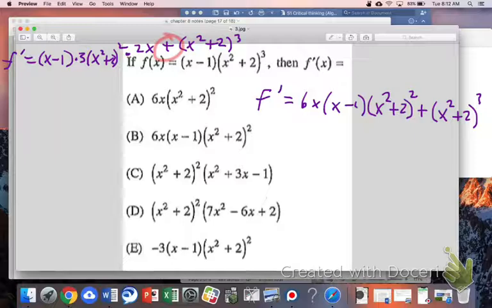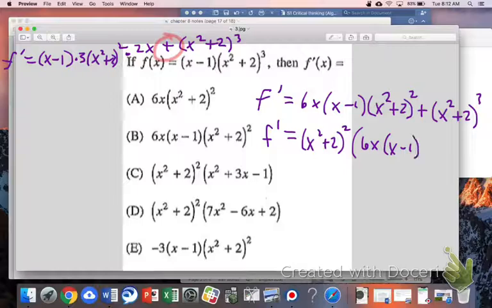So remember, if you're ever trying to take something that's a sum or a difference and turn it into a product, that's factoring. So I'm going to factor out that greatest common factor. So f prime will equal x squared plus 2 squared. The leftovers would be 6x times x minus 1 plus, and then there would just be a single x squared plus 2 left over, because there used to be 3, and I took out 2, so now there's 1. So now I feel like this is starting to take a little bit better shape, right?